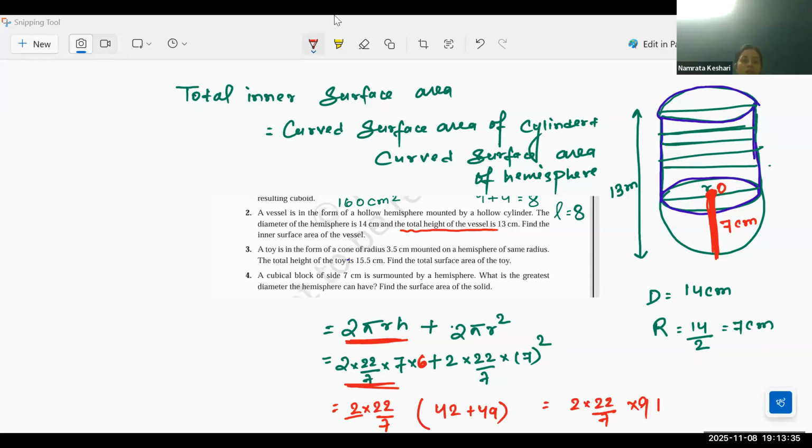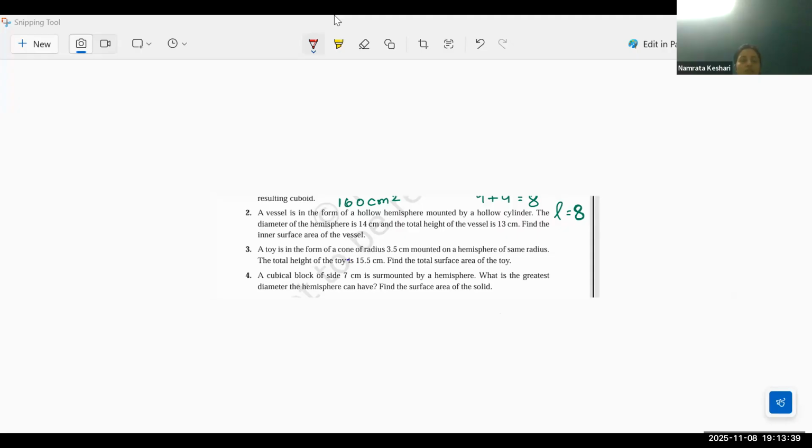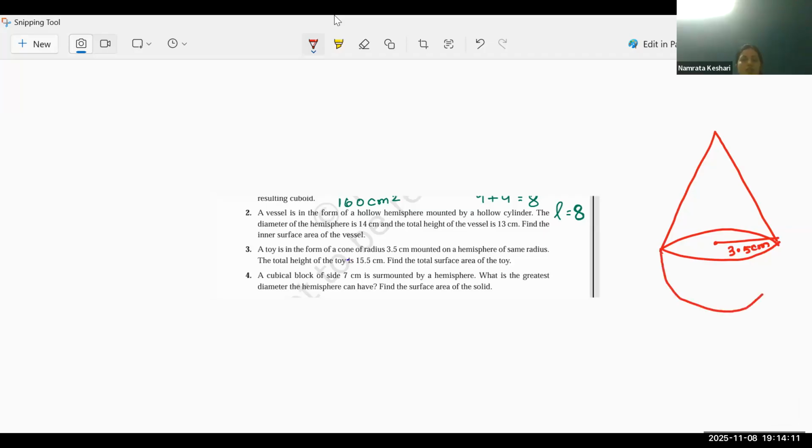The third one: a toy is in the form of a cone of radius 3.5 centimeter mounted on a hemisphere of the same radius. Let me read. A toy is in the form of a cone of radius 3.5 centimeter mounted on a hemisphere of the same radius. It's exactly the same question. There the cylinder was there, here the cone is there.